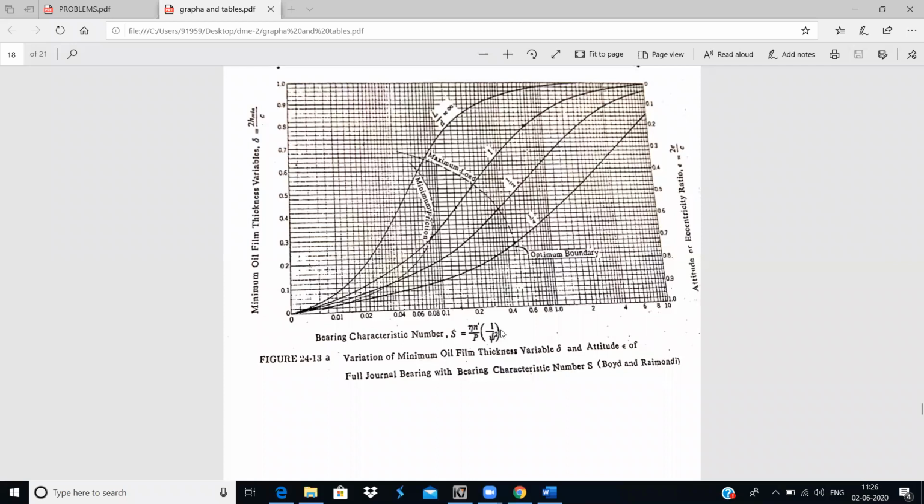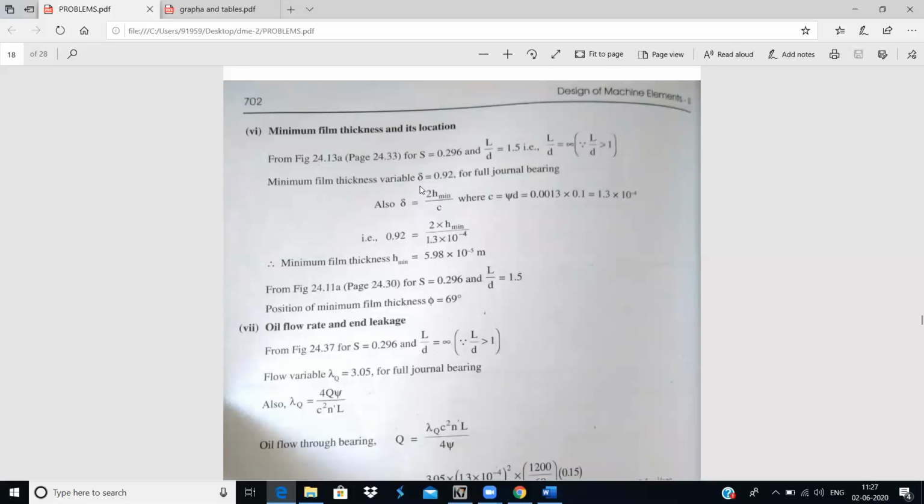Now if you see, somewhere here at the center we'll get 0.3. If you move upward until it touches the L by D infinity curve, then we come towards the left side, and there we will get delta. Once you get delta, we get delta is equal to 0.92.